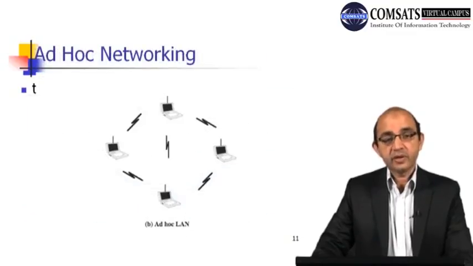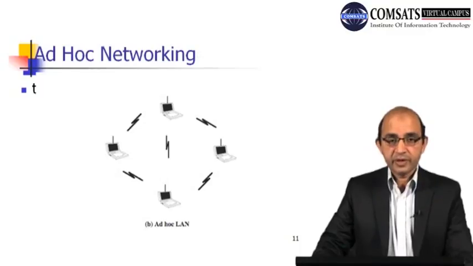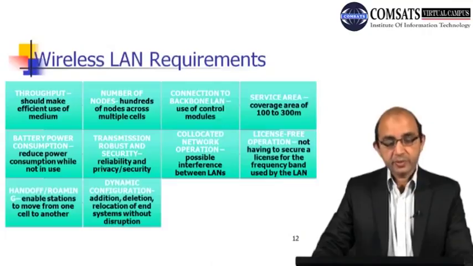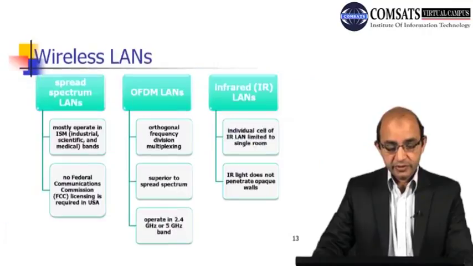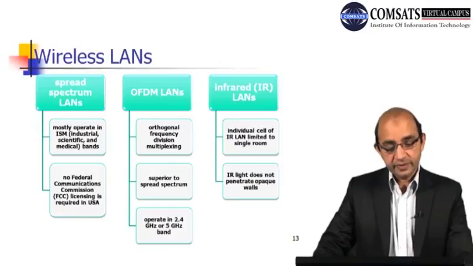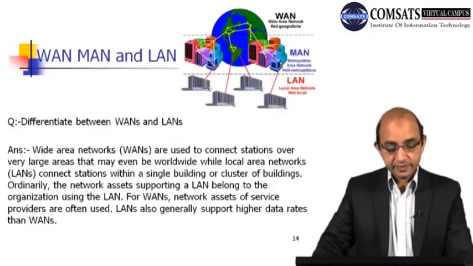So here we have the scenario of ad hoc networking. Whenever we need to build that sort of ad hoc network, we can do that over the existing wired and wireless infrastructure. So here are some of the requirements of wireless LAN infrastructure. So we have already the technologies. That is also very important, that these are the technologies: spread spectrum LANs, OFDM LANs and infrared LANs.